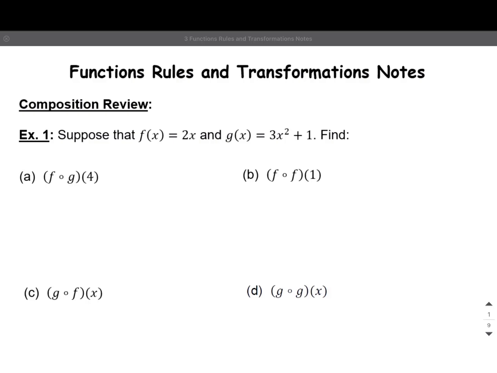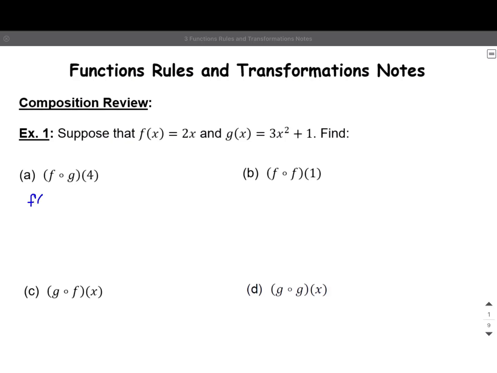You will find that I always rewrite this as f of g of 4 because that tells me I work inside out. The 4 gets plugged into g first and then that answer gets plugged into f. So the first thing I'm going to do is find g of 4. So in my g function, everywhere there's an x, I'm going to put the 4.